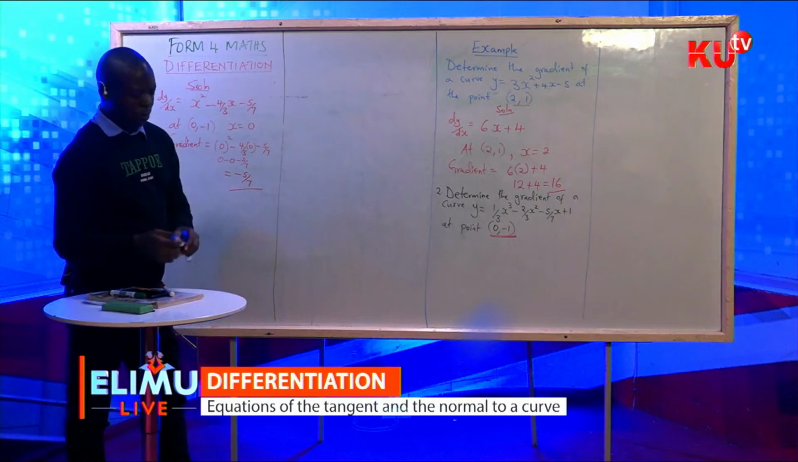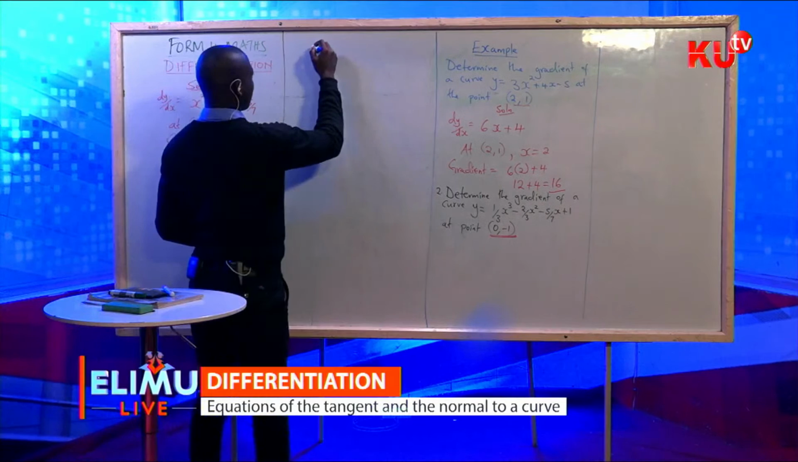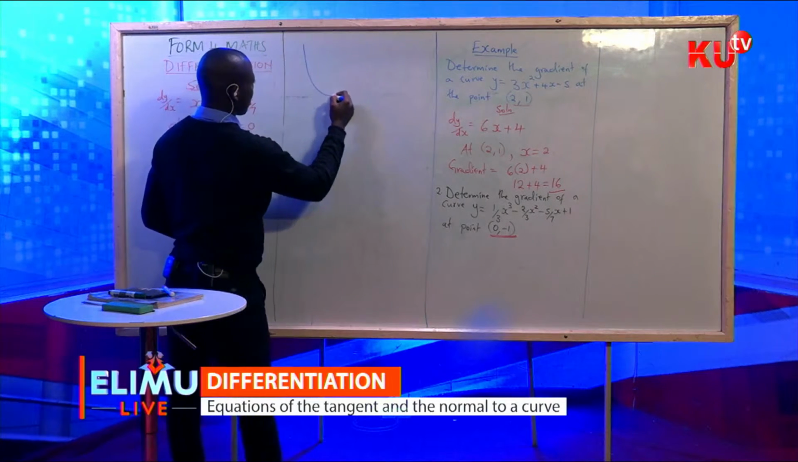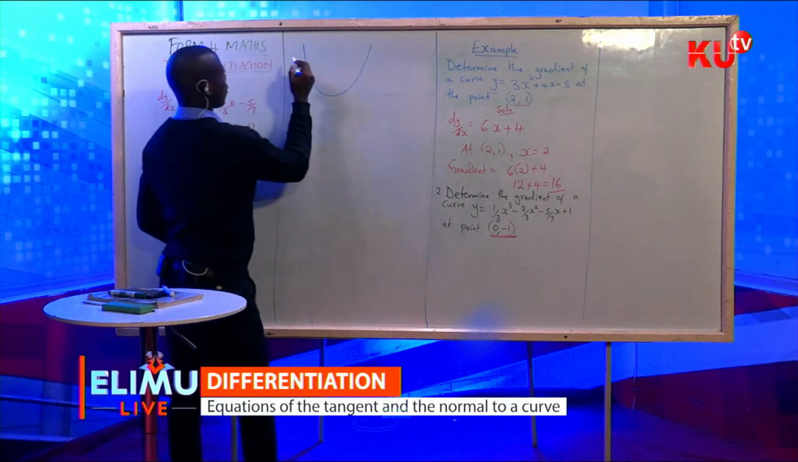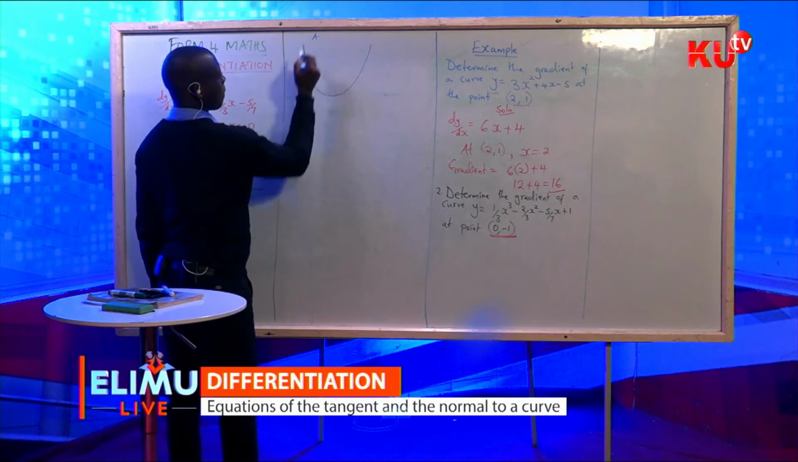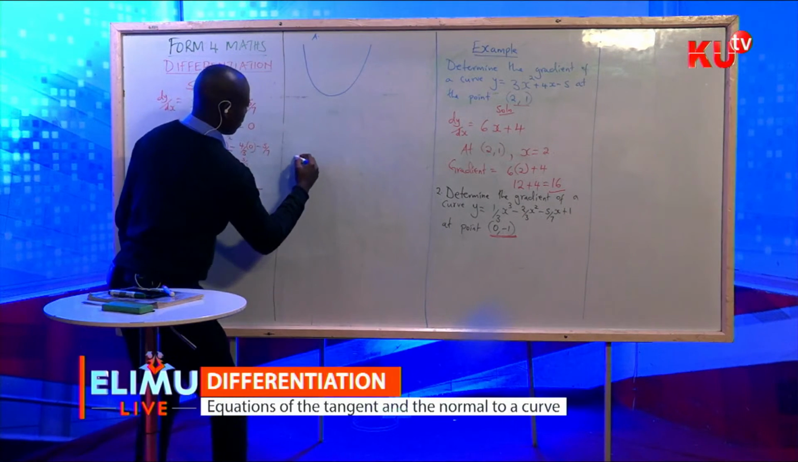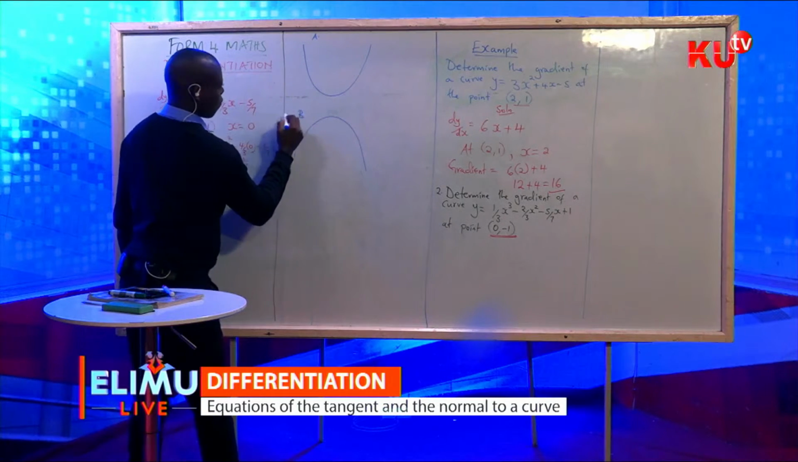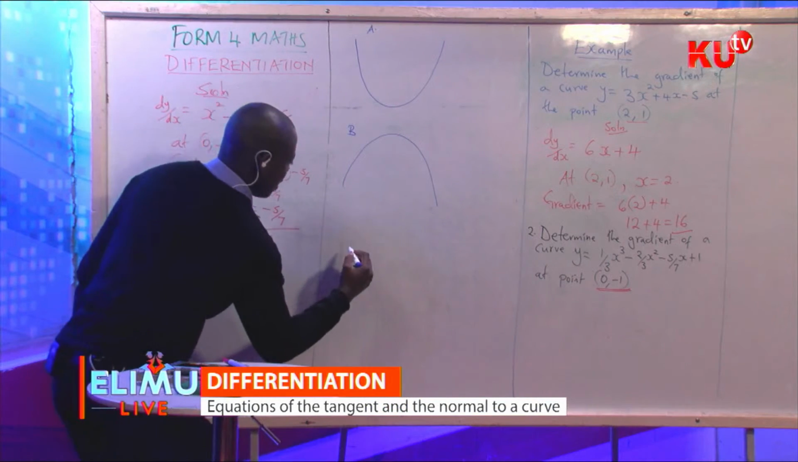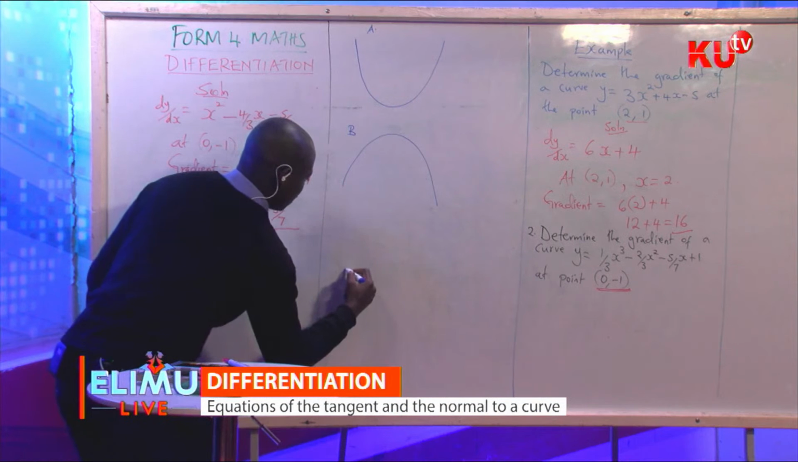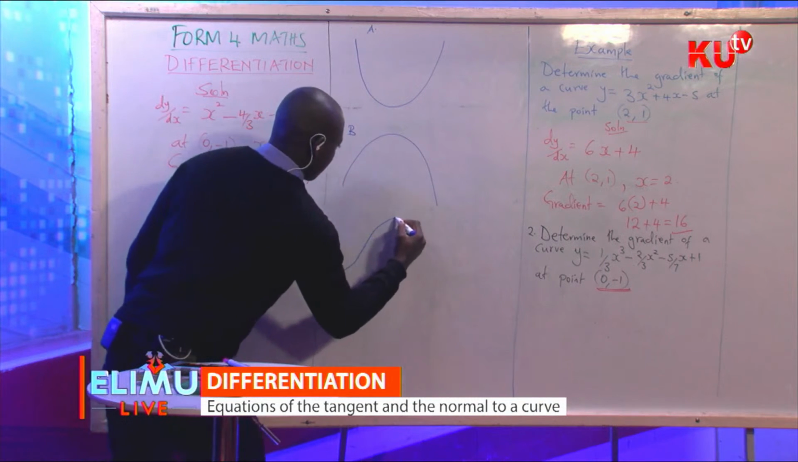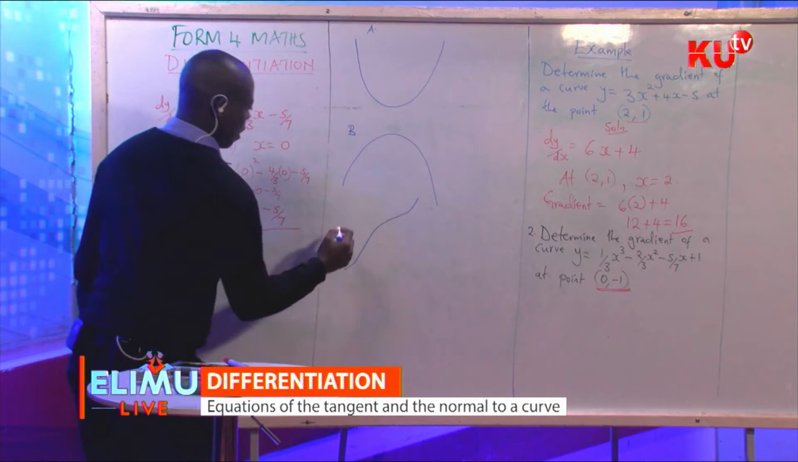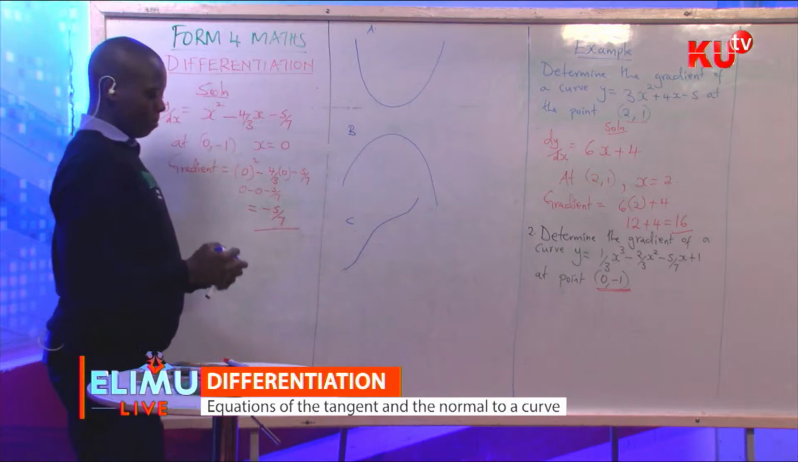Assuming that we all have this as our curve. This is our curve. We'll call it curve A. This is our second curve. I will label this as our curve B. And then I'll have this curve. This one, I'll have it as curve C.